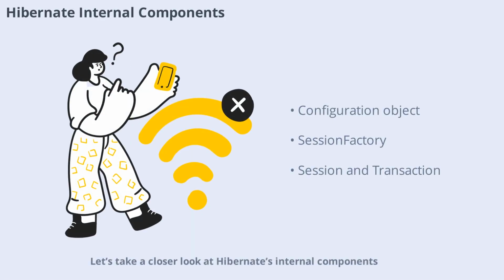Let's take a closer look at Hibernate's internal components. The configuration object is the first thing you create, responsible for reading configuration files and building the session factory. The session factory is a thread-safe, immutable object that creates session instances and holds a second-level cache. Sessions represent units of work and provide the main interface for persisting and retrieving objects.